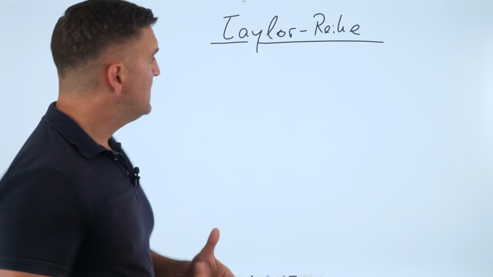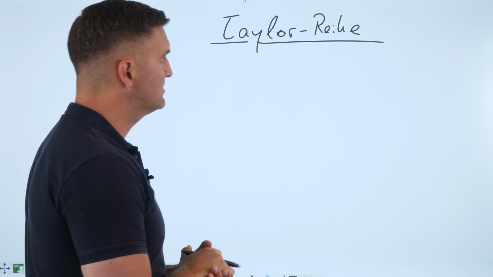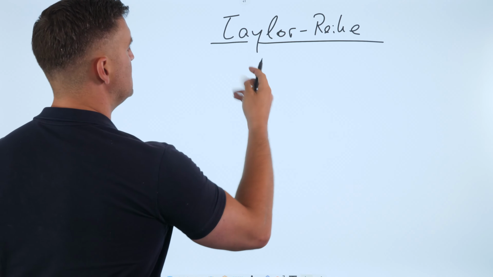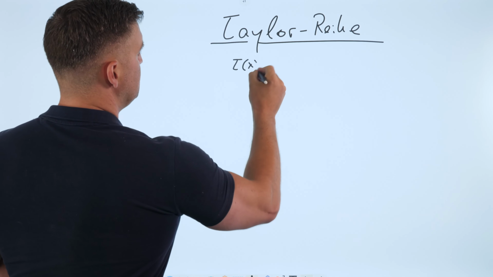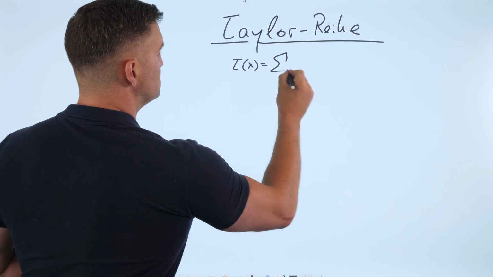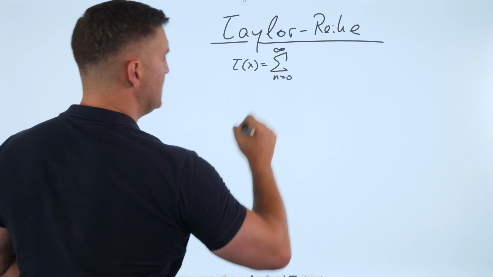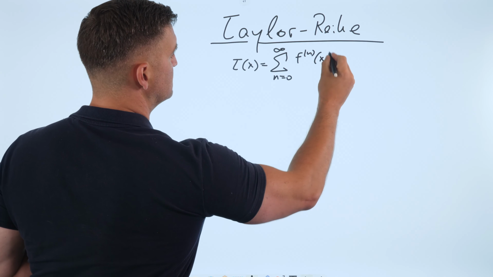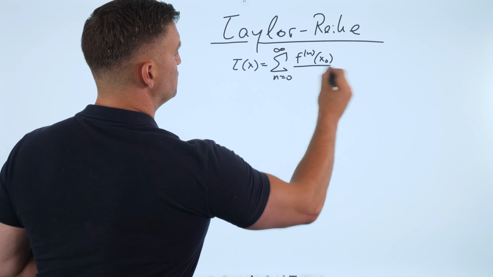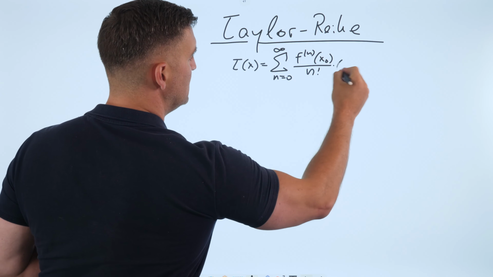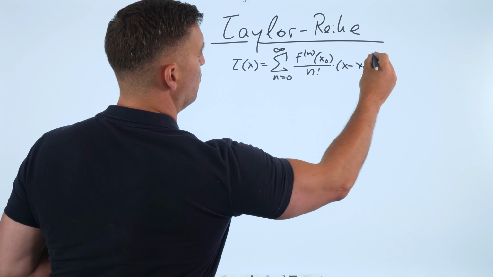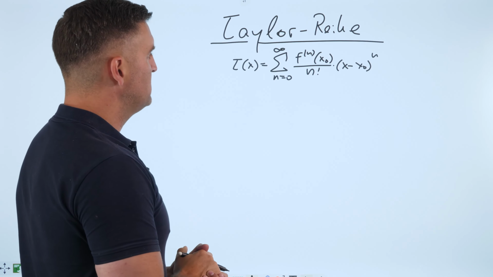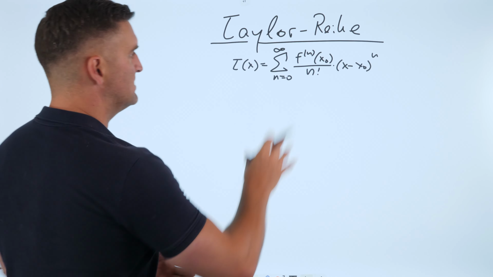Yes, let's go over the Taylor series again in general, then define what a Taylor polynomial is and look at an example. The Taylor series T of x is given by the sum from n equals 0 to infinity of f, the nth derivative at the point x naught, divided by n factorial times x minus x naught to the power of n. x naught is the expansion point around which the approximation is given.